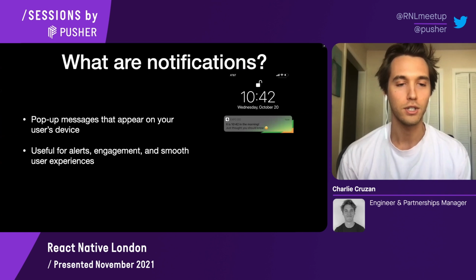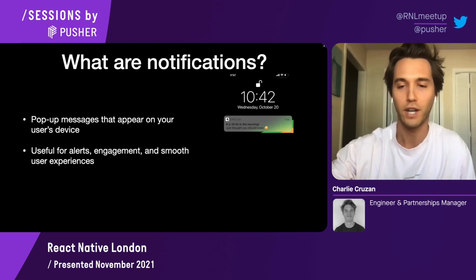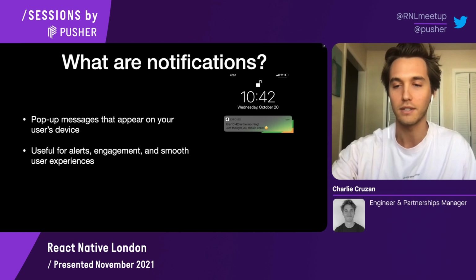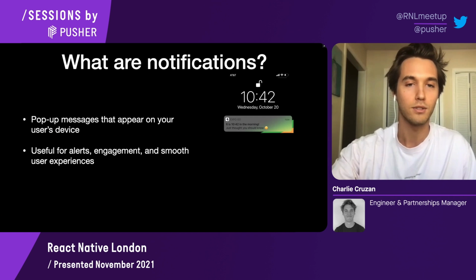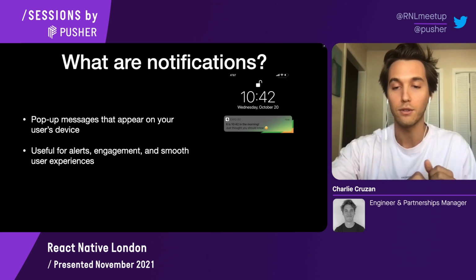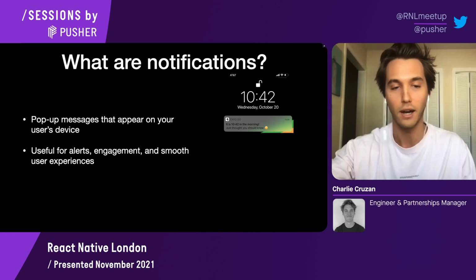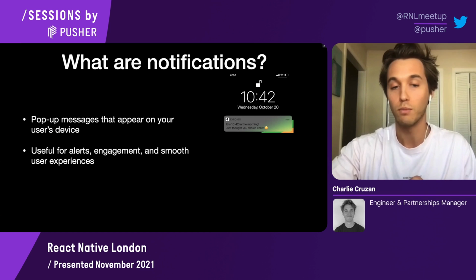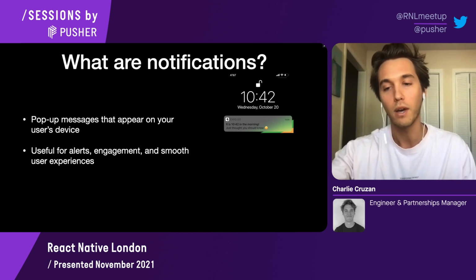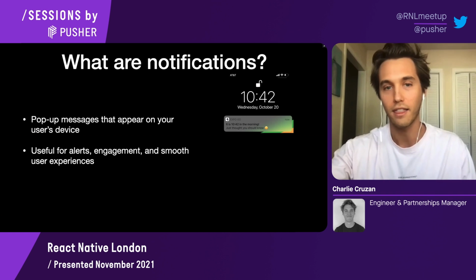So enough introductions. What are notifications? I'm sure everyone here has received a notification before, of course, but at their simplest, it's a pop-up message that appears on a user's device. These are really useful for things like alerting your users about certain events or driving up engagement, like when an app sends you those messages that are like, hey, haven't seen you in a while, check this feature out. And then also crafting really smooth user experiences. So for instance, if I get a notification to verify my email, by tapping that notification, I should go straight to the screen where I do that thing, verify my email.